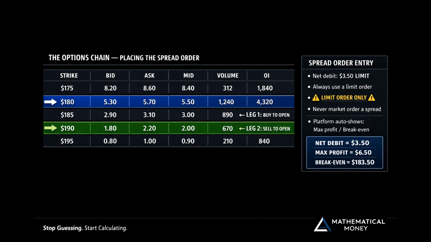You execute both legs as a spread order. In Tiger, open the spread order ticket, select bull call spread, enter the 180 and 190 strikes, and enter a limit price of $3.50 debit. The platform shows your net debit, maximum profit, and break even automatically.